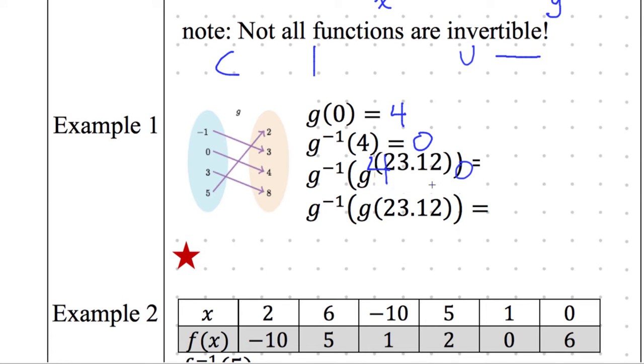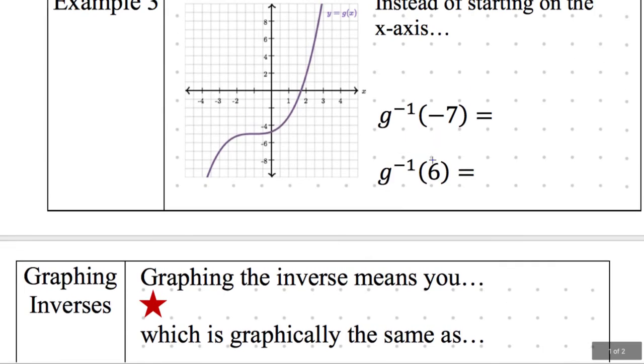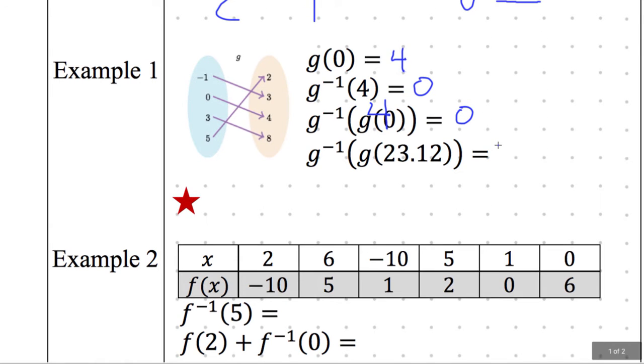So let's try this next question. And I don't know why that happens. If I scroll down and then back up, sometimes it fixes it. It did fix it in this case.